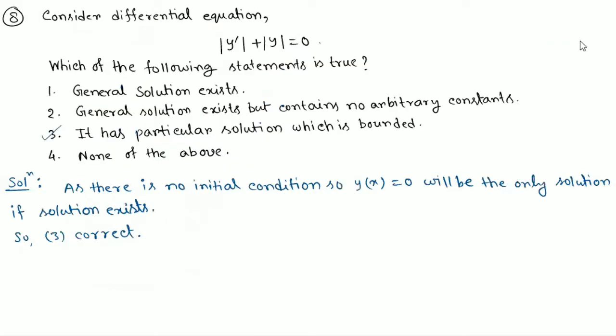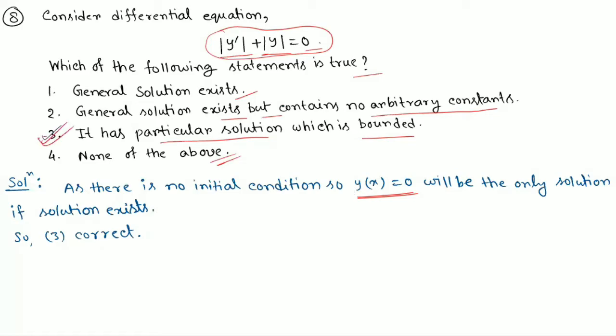Now, question number 8. Here given, consider the differential equation mod y dash plus mod y equals to 0. Then which of the following statements is true? Option 1: general solution exists. Option 2: general solution exists but contains no arbitrary constants. Option 3, it has particular solution which is bounded, and option 4 is none of the above. Since this initial value problem has no initial condition, in that case only x equals to 0 will be the only solution if solution exists. So option 3 will be correct.